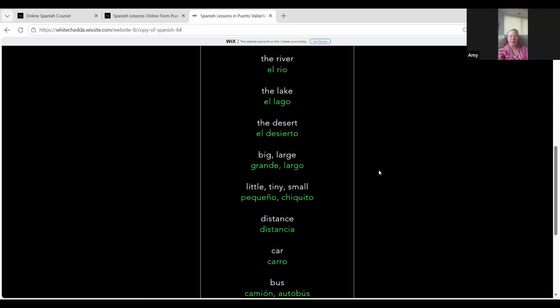The lake, el lago. Yeah, excellent. The next one is the desert, el desierto. El desierto, the desert. El desierto. Yeah, really good. You know how in English, desert and dessert are spelled very similarly.